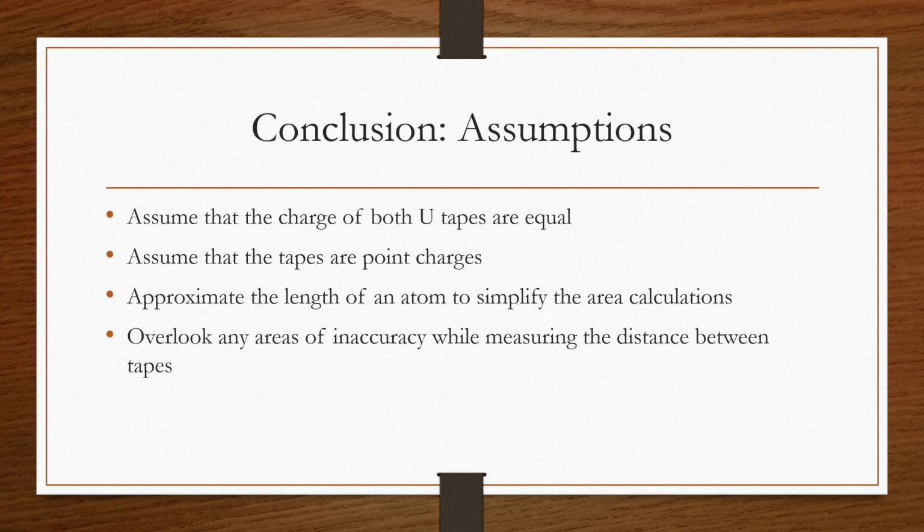Now, as previously mentioned, there are a few simplifying assumptions we must make in order to reach these conclusions, which include assuming that the two tapes are of equal charge, that they are point charges, approximating the length of an atom to fit in a rectangular tape, and overlooking any measurement errors.